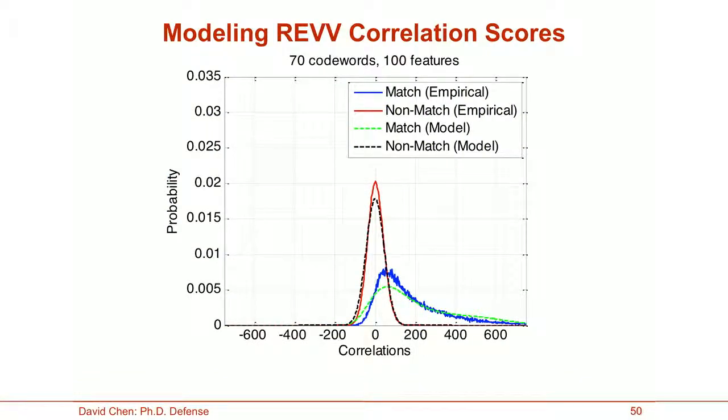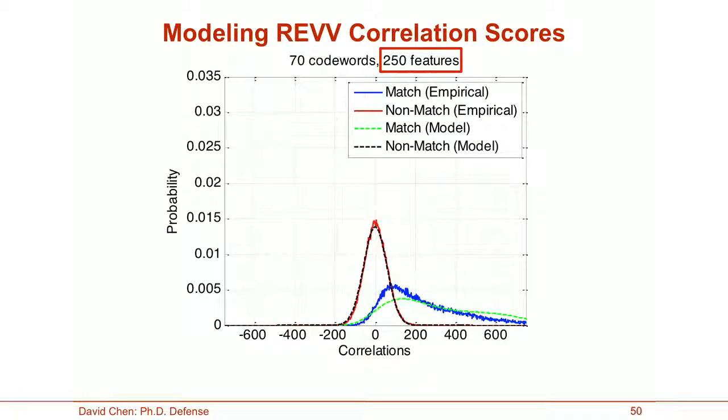Here I'm plotting the distributions of the matching and non-matching scores for both the empirical and the model data. I'll do it first for a codebook of 70 codewords and 100 features. And then we can increment the number of features by increments of 50. As you can see, the distributions get flatter and flatter as the number of features increases. At some intermediate point here, the overlap between the matching and non-matching distributions is at a minimum. And at that point exactly, we obtain the optimal precision for this codebook.